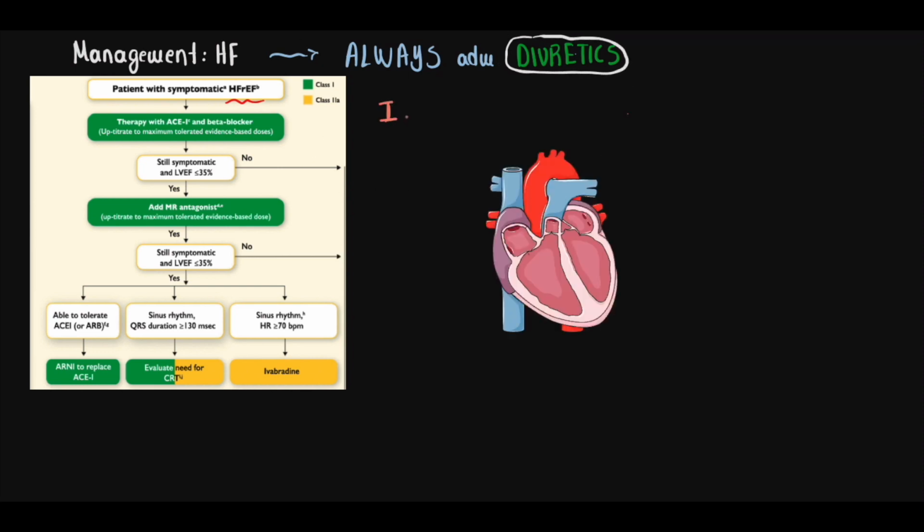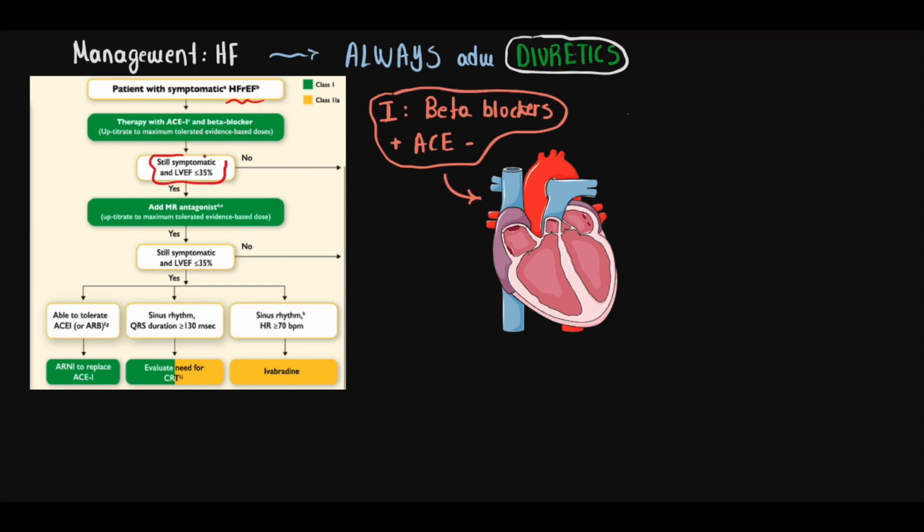Then we start the therapy firstly with beta blockers as well as ACE inhibitors. So this is the first step in the therapy of heart failure: beta blockers and ACE inhibitors. If the patient is still symptomatic and the left ventricular ejection fraction is less than 35%, we go ahead and move on to the second medication, which are mineralocorticoid aldosterone receptor antagonists. If the beta blockers and ACE inhibitors don't work, we move ahead with mineralocorticoid aldosterone receptor antagonists.